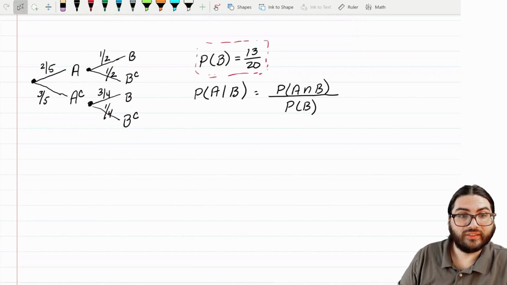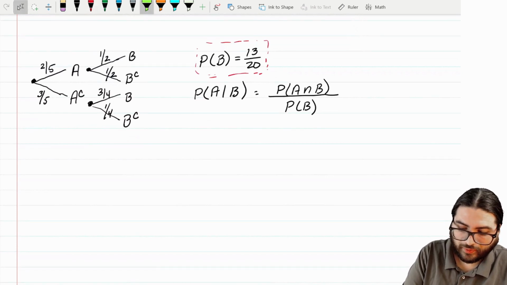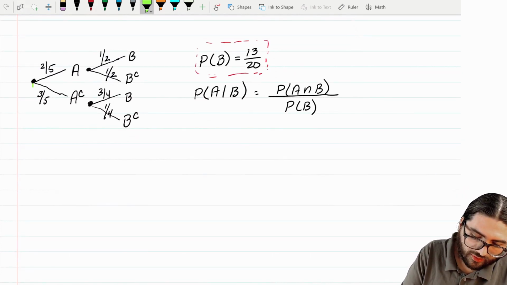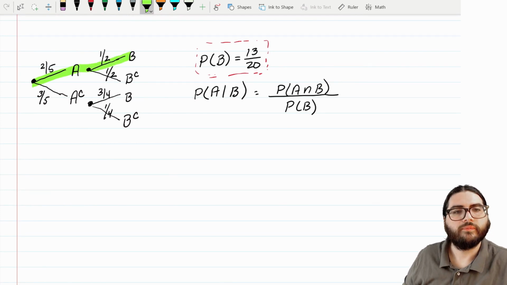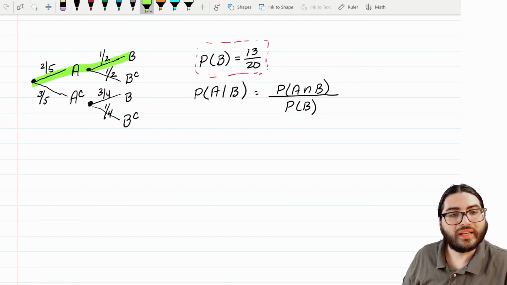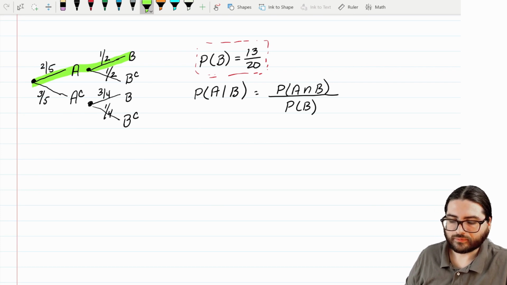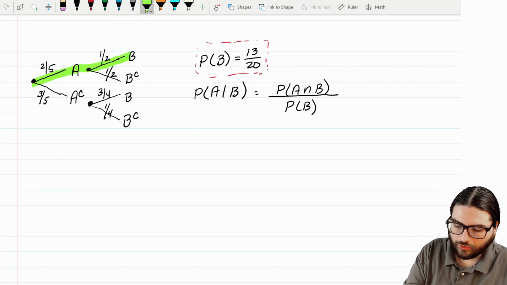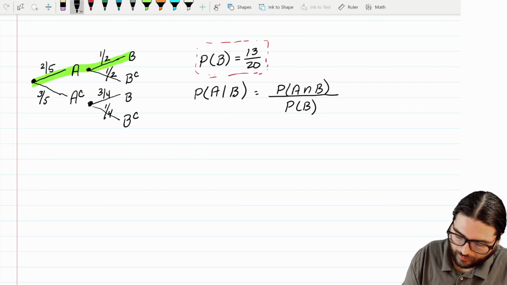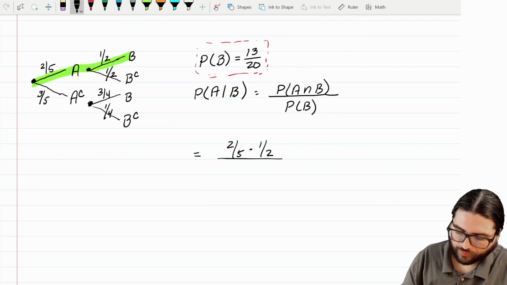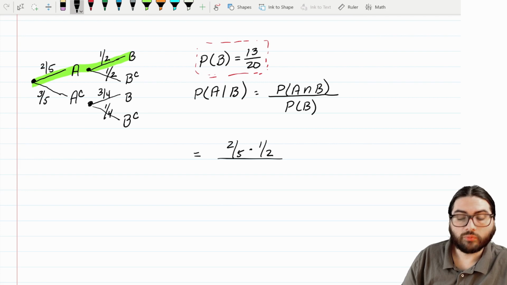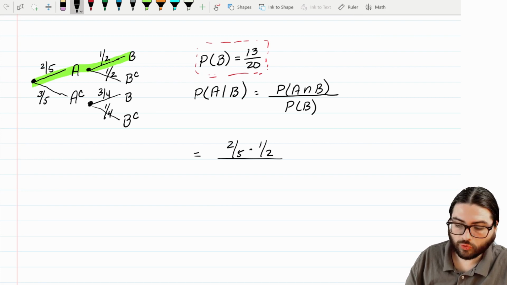Now, probability of A intersection B in my table is basically one path, A intersection B. That's where A happens and B happens. Okay, so that's a bit easier now. So that would be 2 over 5 times 1 over 2 divided by probability B, 13 over 20.